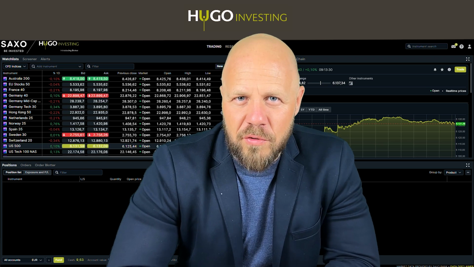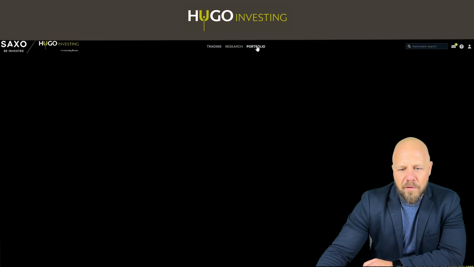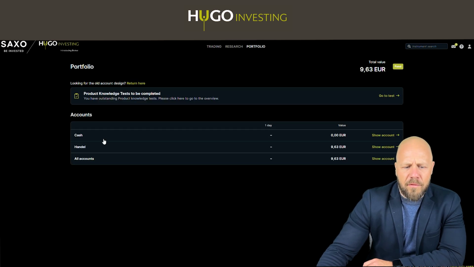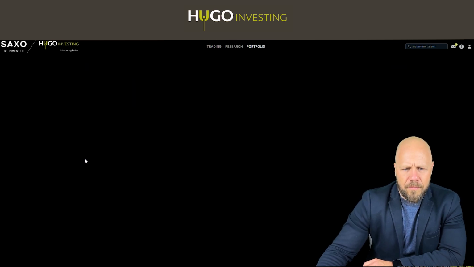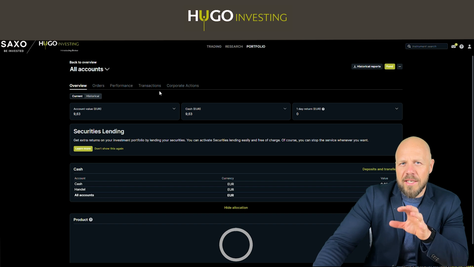When you log into the Saxo Trading Go platform, first of all, you will get to the trading section. You click on portfolio, and within the portfolio, you click on all accounts. It all depends, of course, where you are tax resident. So assume that you're tax resident in Spain, you would need several reports.